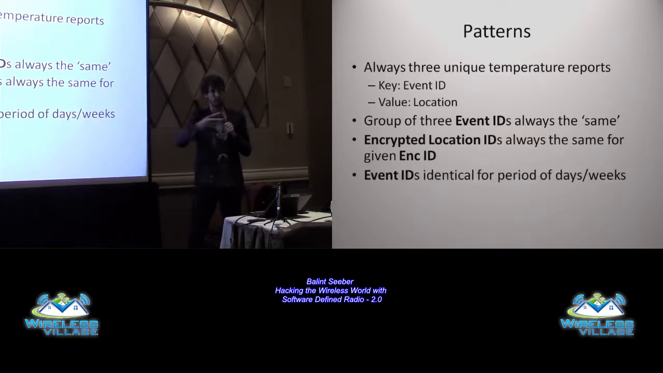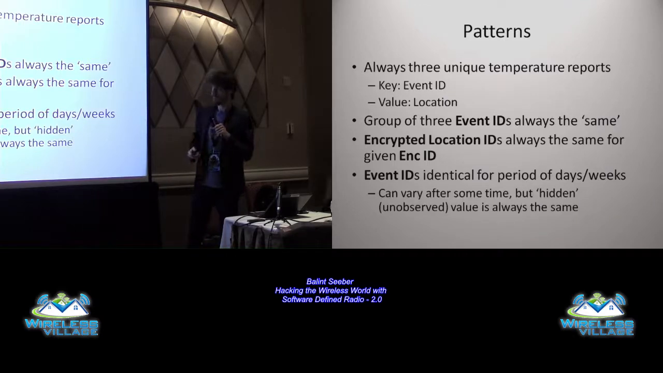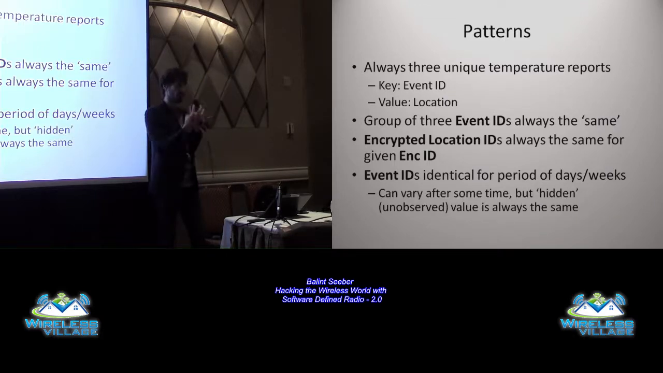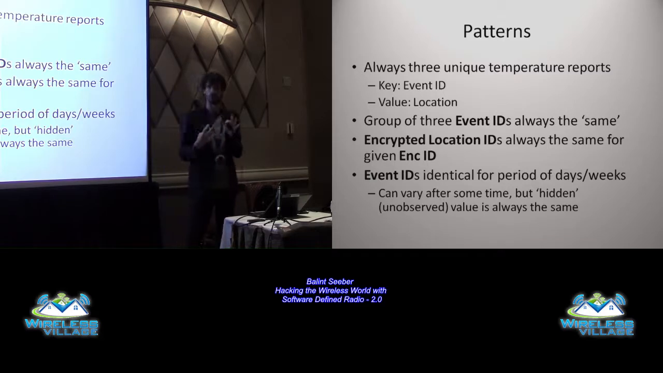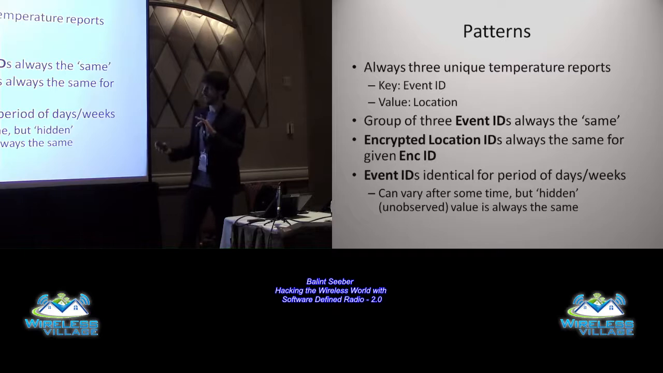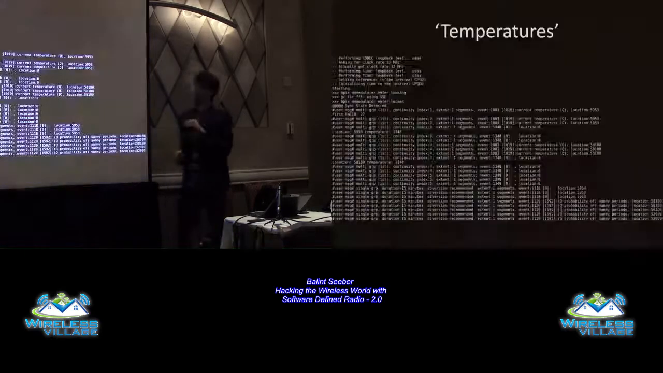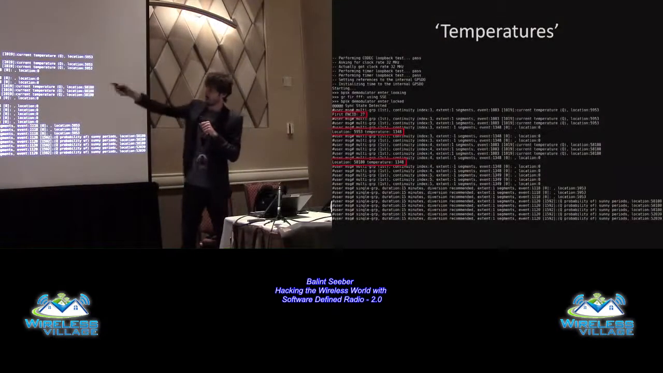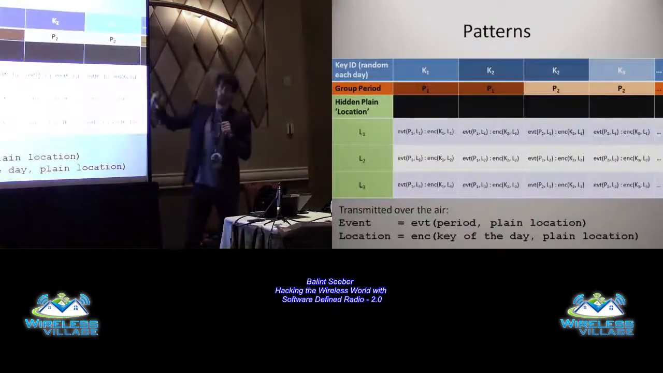But you can see these patterns form with the groupings. So what we want to do is find out the hidden value of these location codes, which is the plain text location code that's been encrypted, and also this is the unobserved value, and maybe recover the key. So we would collect this data, and then you can build up this table over time.